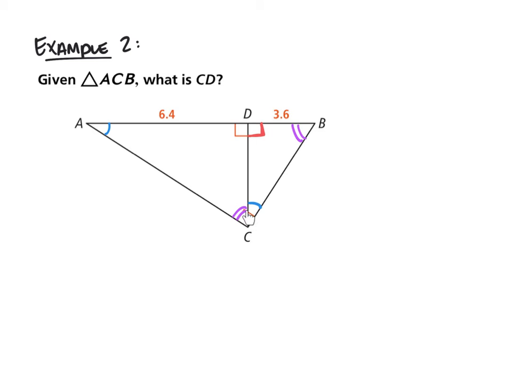And now we have to find CD. Okay, now this is different because in this picture I only really know two values. So if I want to find CD, let's look at some possible ratios, some possible proportions that I could set up with CD.